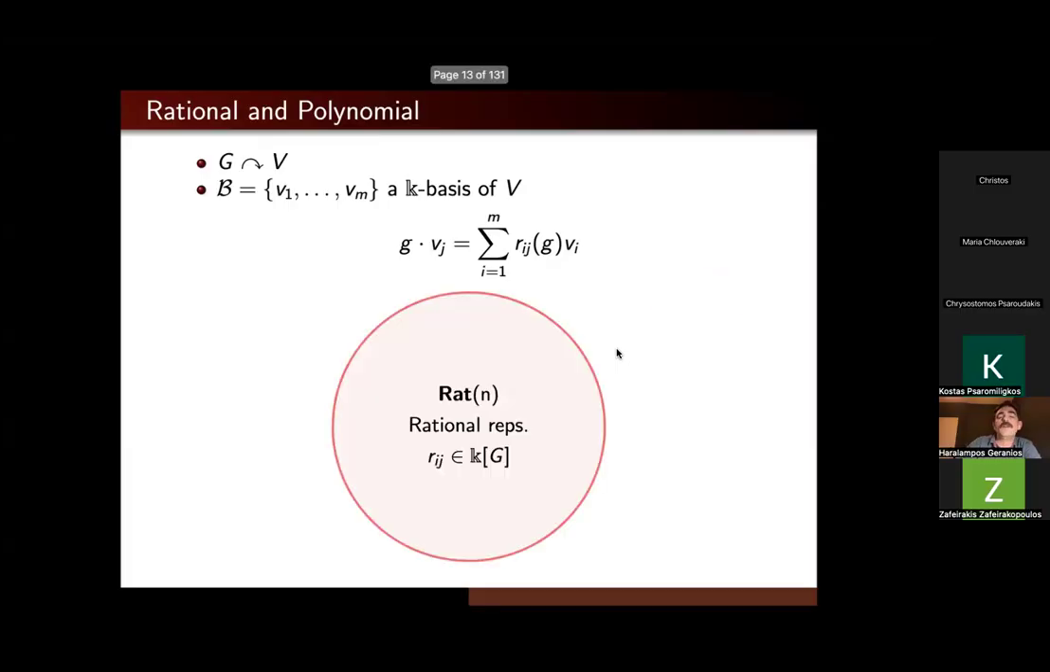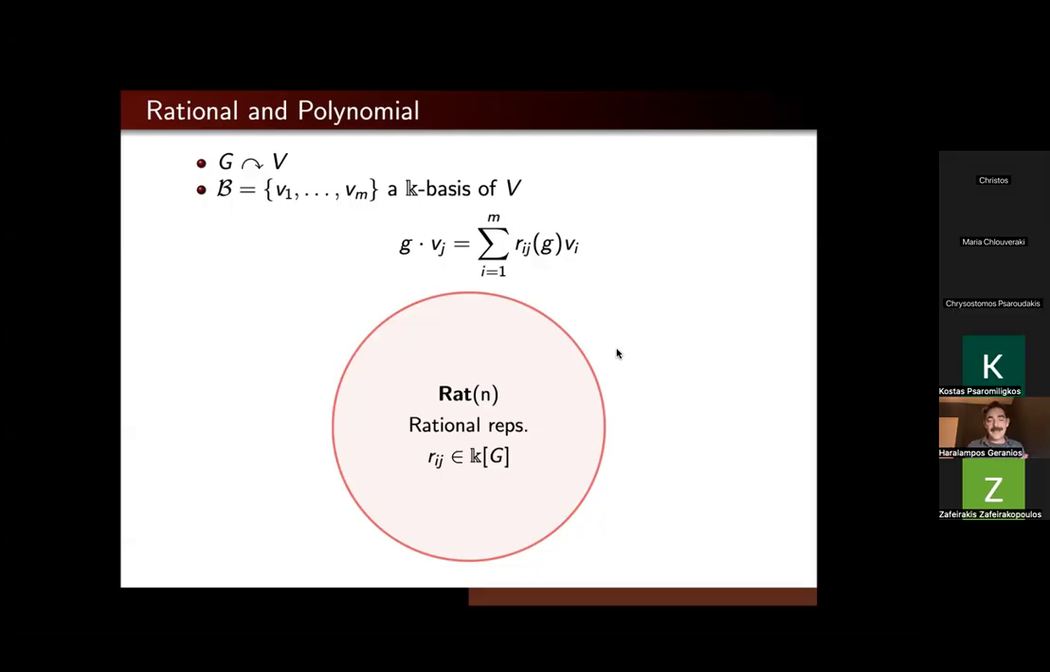Now, if all these functions happen to be inside the coordinate algebra, this is what we call a rational representation. The meaning is really natural. It arises naturally in algebra, as the way that you create morphisms between algebraic groups. And that's the main focus in representation theory, to understand this category.